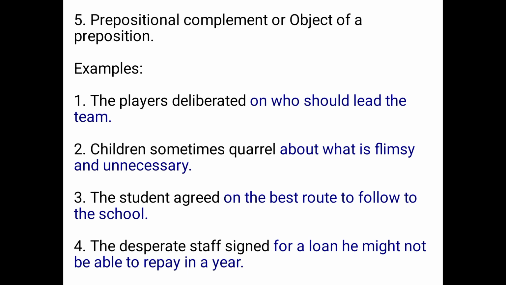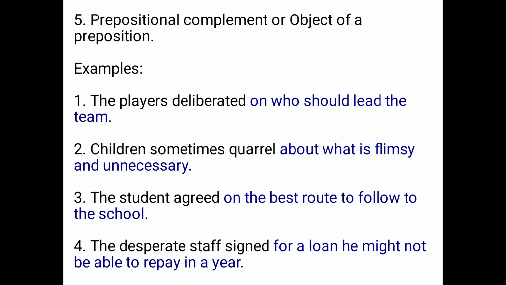Now look at these examples. The players deliberated on who should lead the team. On who should lead the team. Who should lead the team is a noun clause, and it is object to the preposition on. Look at it again. The players deliberated on who should lead the team. Now, who should lead the team is a noun clause. You see that it is following the preposition. That makes it the object of the preposition.